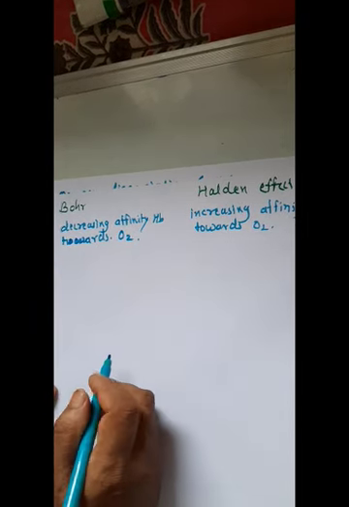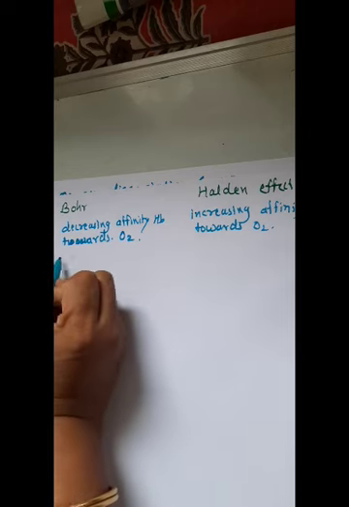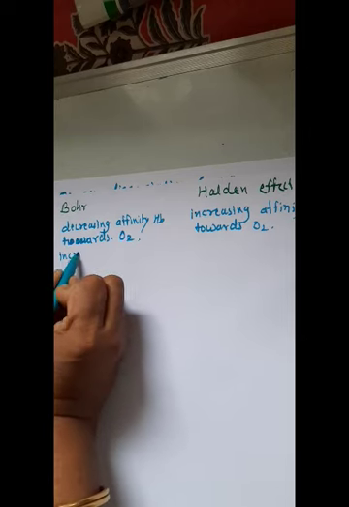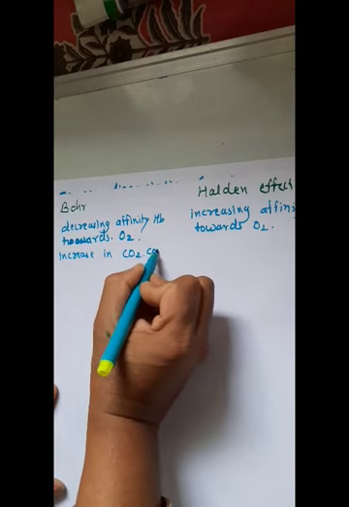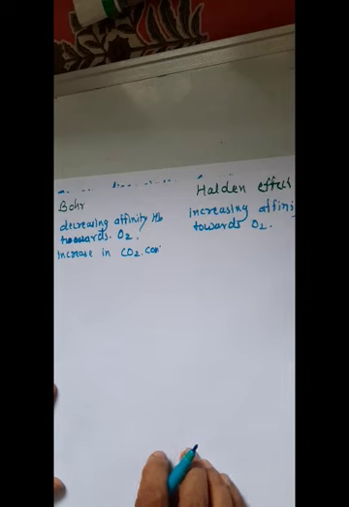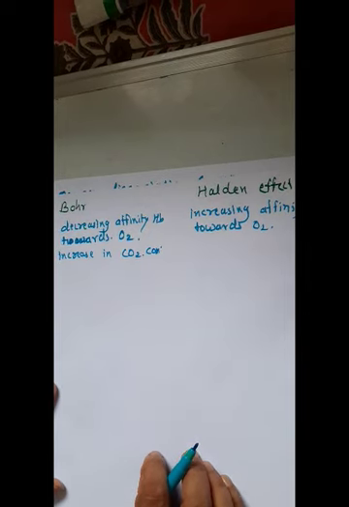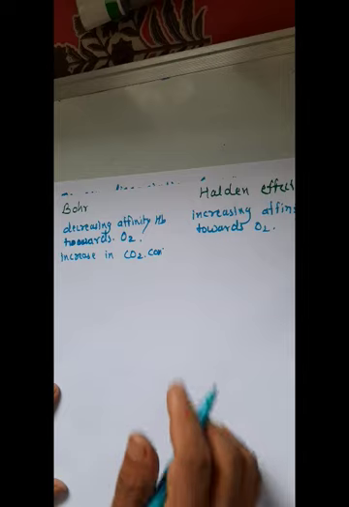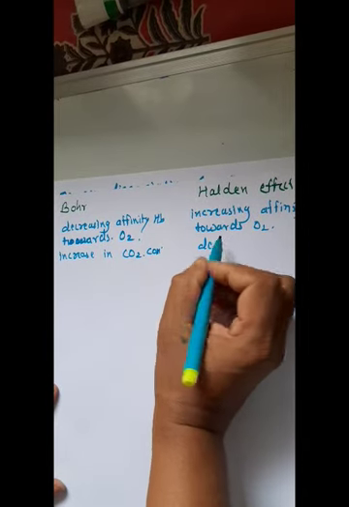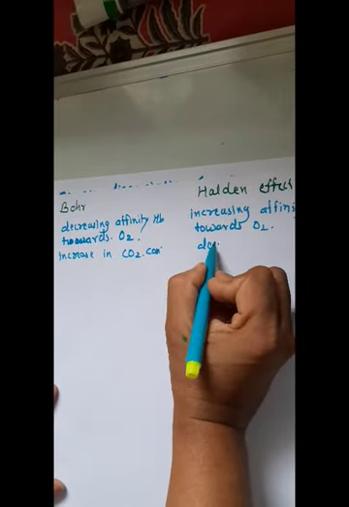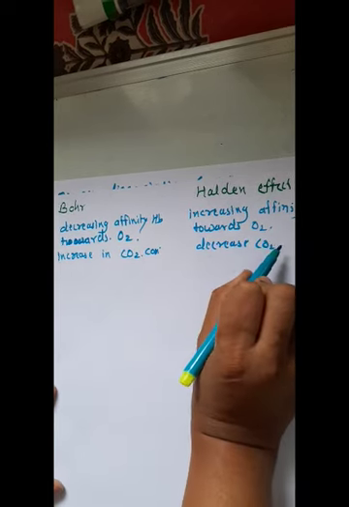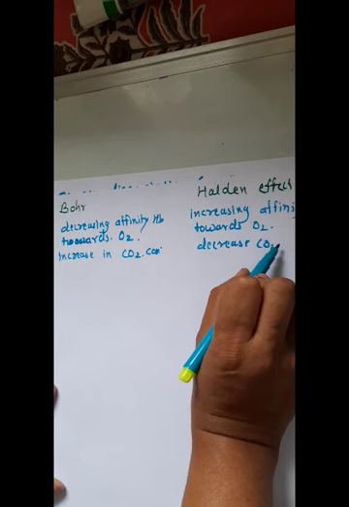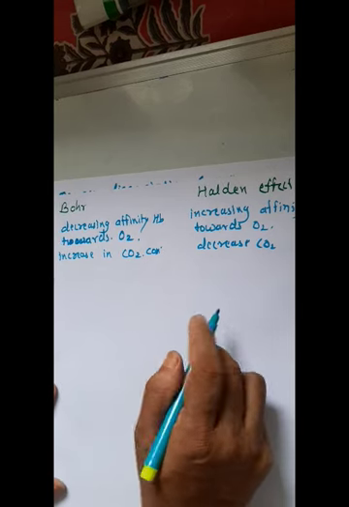It is due to decreasing affinity of Hb towards O2. It is due to the increase in CO2 concentration. When the CO2 concentration increases, the oxygen is not combined to the hemoglobin molecule, and it is due to the Haldane effect. It is due to the decrease in CO2 concentration. That is, the more amount of oxygen is present in the alveoli, then it combines to the Hb molecules. That is, the O2 combines with that Hb molecule.